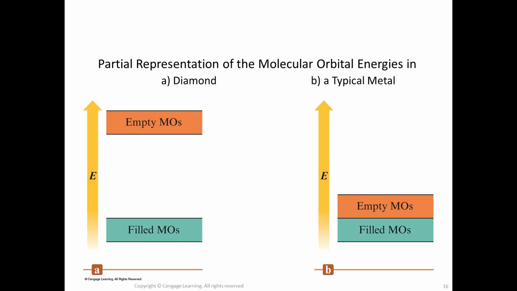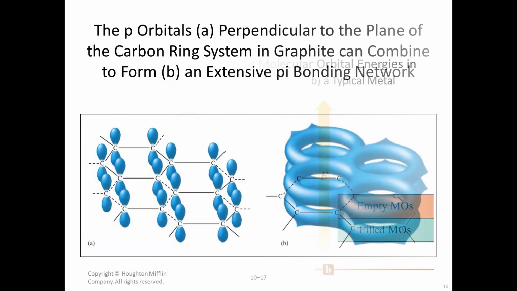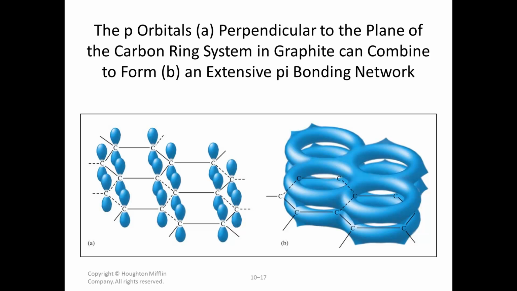If we examine molecular orbital energy diagrams, we'll see that the empty molecular orbitals of diamond are much farther away from the filled molecular orbitals than are the empty molecular orbitals in a typical metal, where we have empty molecular orbitals very close to our filled molecular orbitals. In graphite, the p orbitals, which are perpendicular to the plane of the carbon ring system, can combine to form an extensive pi bonding network.